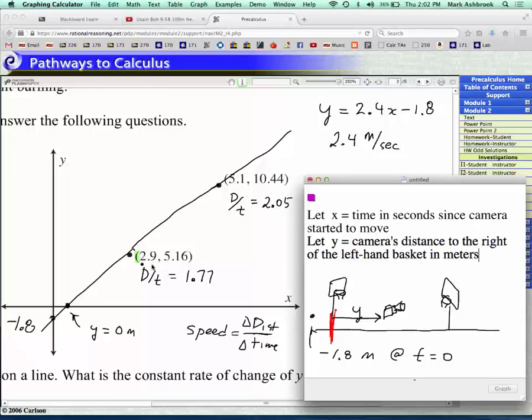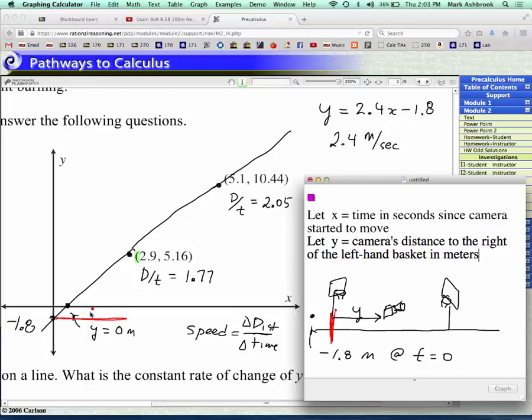2.9, what's the change in time? Focusing on this point here, what's the change in time? From what to what? From 0 to 2.9. So the change in time is 2.9. But is 5.16 the change in distance? In that amount of time, 2.9, did the camera cover a distance of 5.16 meters? No, find out what distance it covered. Everyone find it out. What distance did it cover?